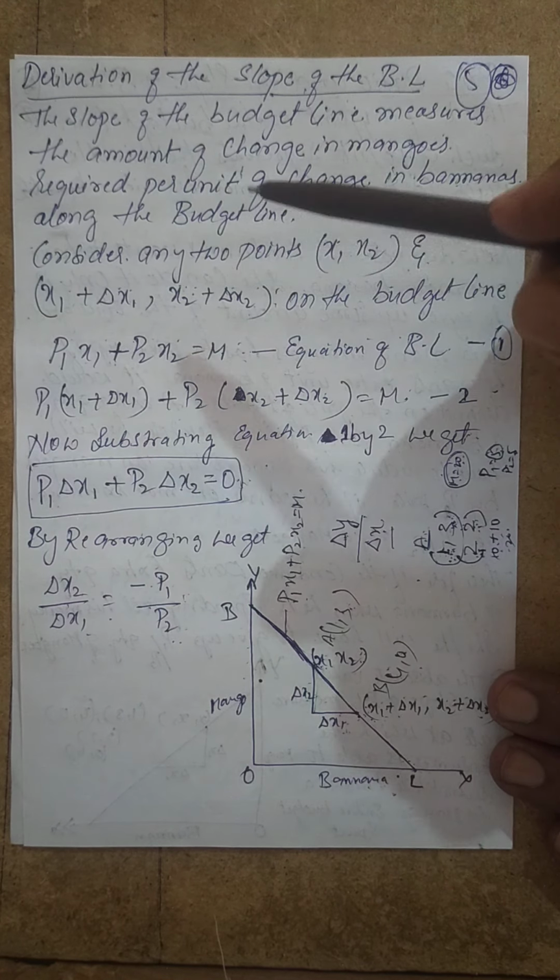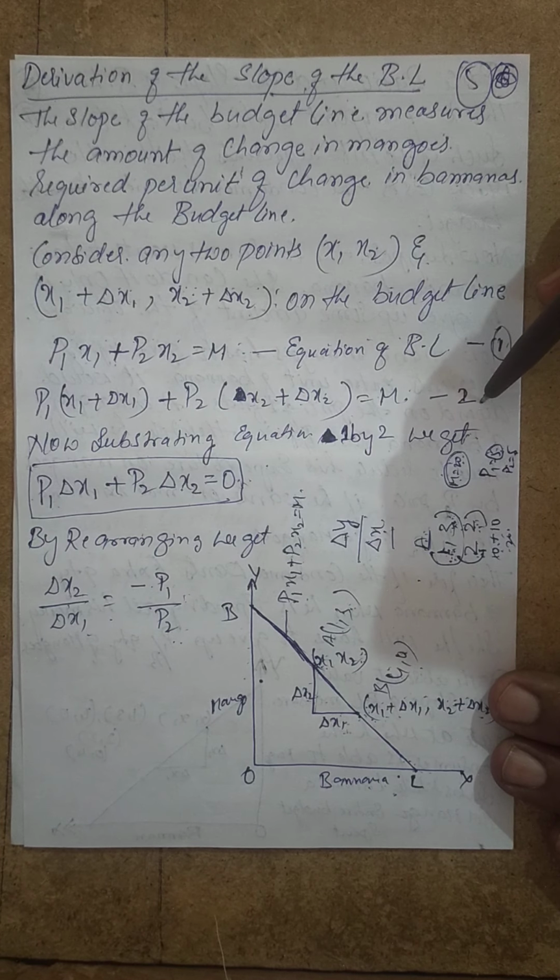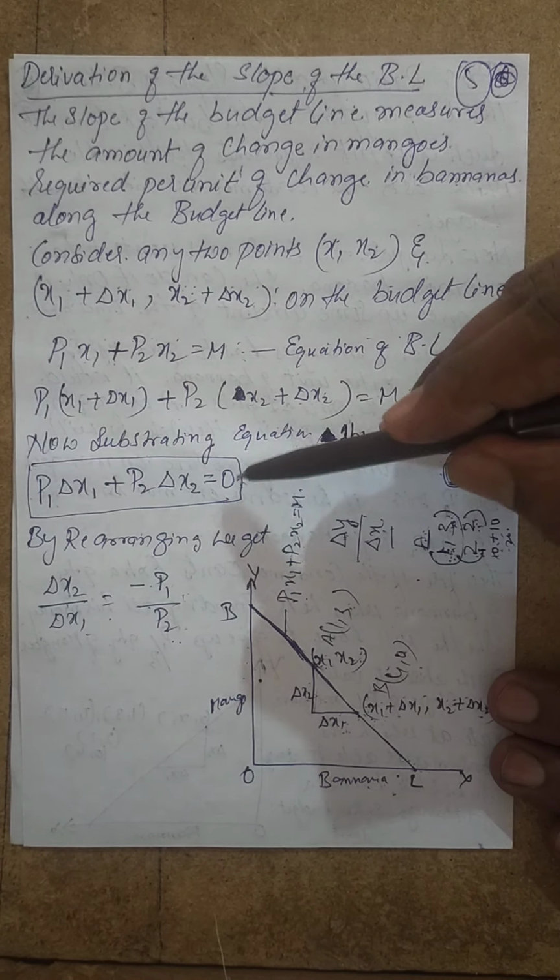Okay, you are going to bring the changes, which is equal to m. So now you have two equations. Now just subtract both the equations. You're going to get this equation.